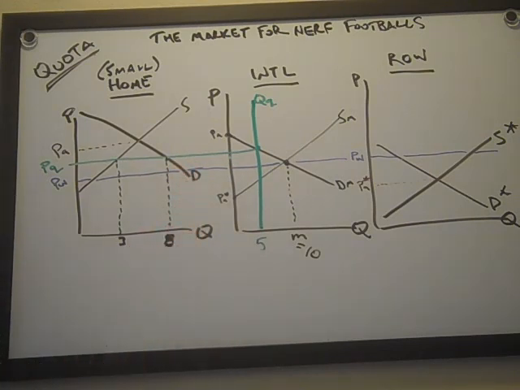I'm going to call that 8. And where do those other 5 units come from? Well, those other 5 units, they come from imports. And it would be more, but a quota only allows 5. So now we have all our pieces together.